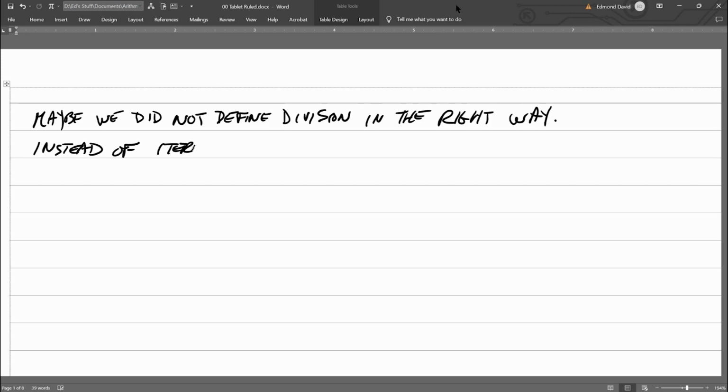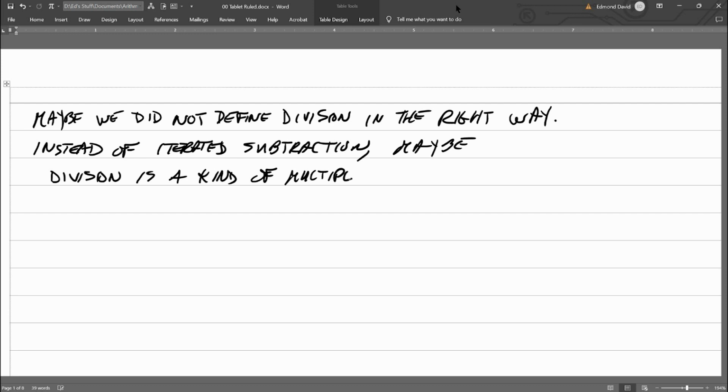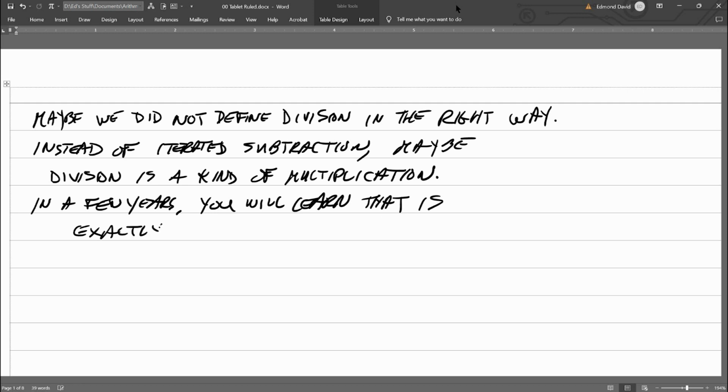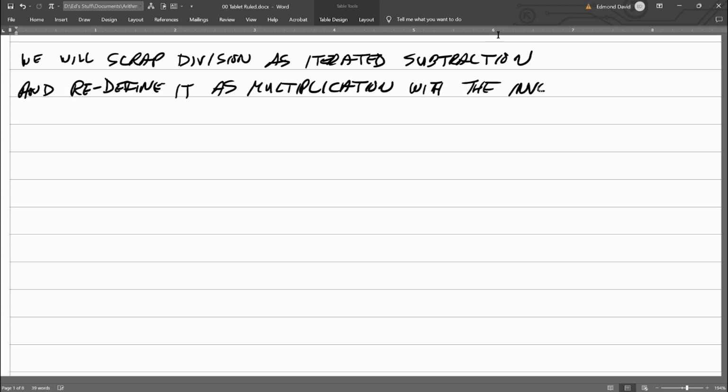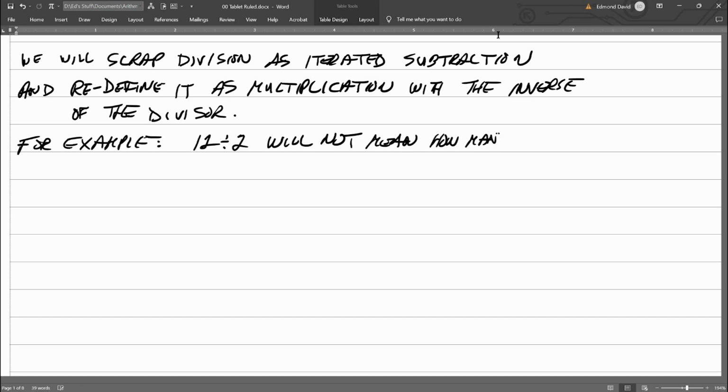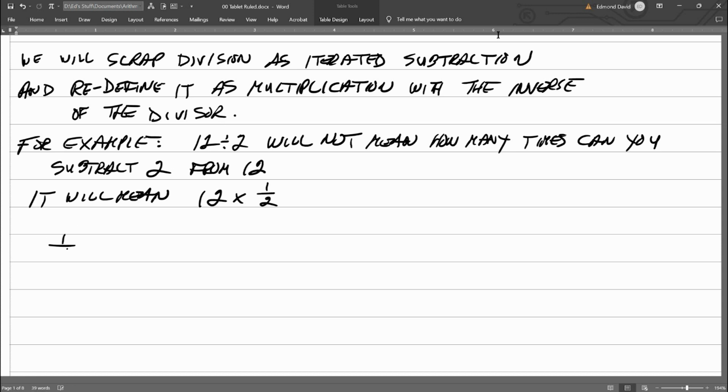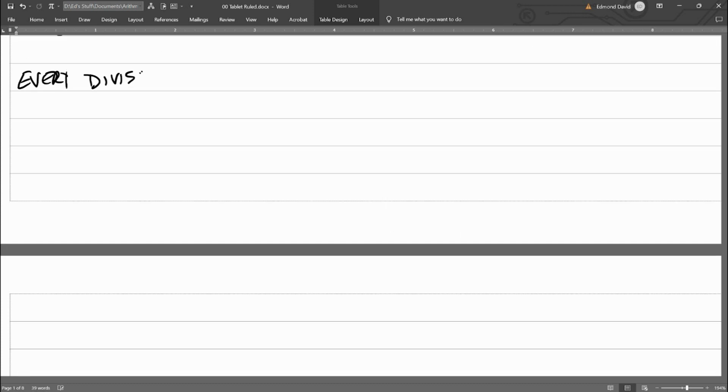It's starting to look like maybe we did not define division in the right way. Instead of defining division as iterated subtraction, maybe we should somehow define division as a kind of multiplication. Well, if you keep studying math, in a few years you will learn that is exactly what happens. We will scrap division as iterated subtraction and redefine it as multiplication with the inverse of the divisor. For example, 12 divided by 2 will no longer mean how many times can you subtract 2 from 12. It will mean 12 times 1/2, where 1/2 is the multiplicative inverse of 2. In other words, every division is really a kind of multiplication.